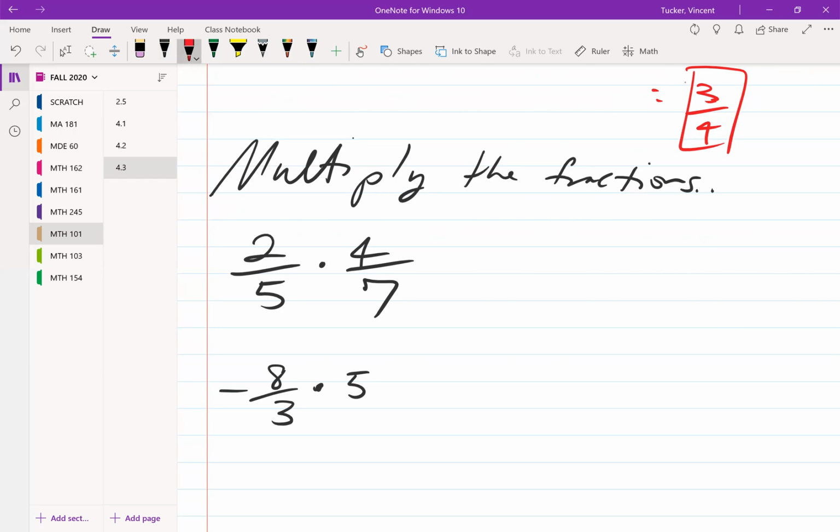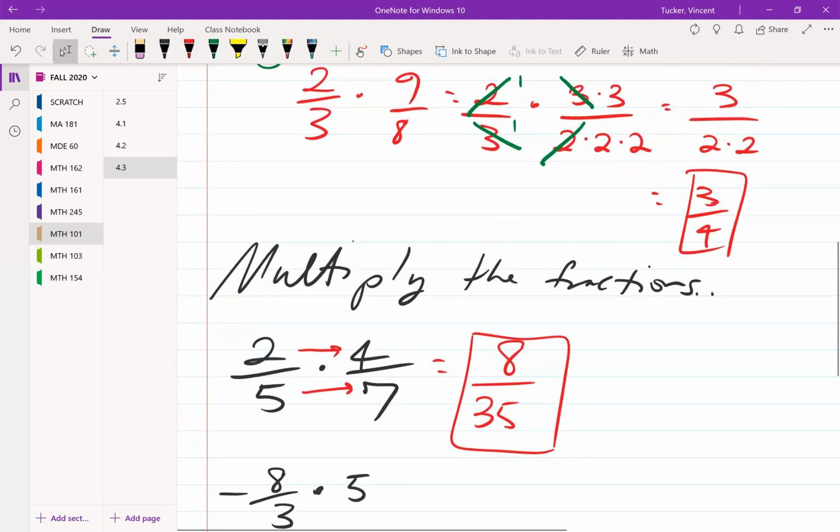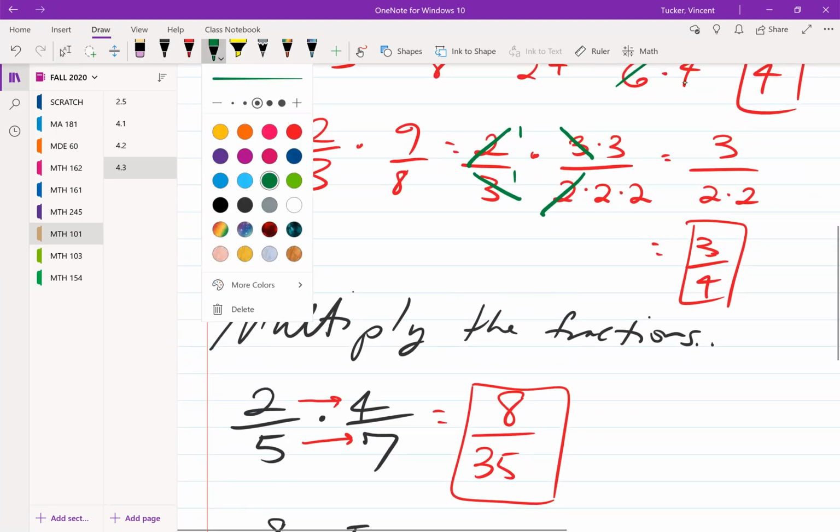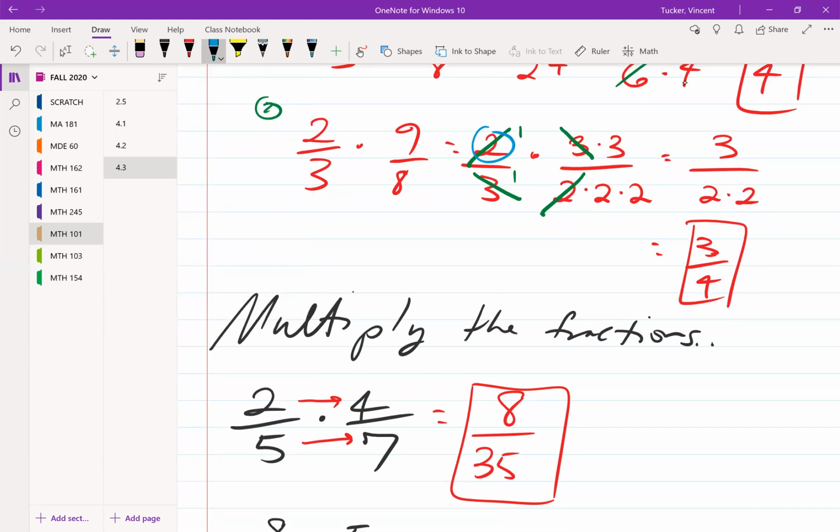So here we have 2 over 5 times 4 over 7. They don't have anything in common. So you would just multiply across. 2 times 4 is 8. 5 times 7 is 35. And then cancel. And remember what we mean when we say have anything in common. It goes back to our last example. Is there a factor that can cancel out with the top and bottom and reduce? So that's what we mean by having anything in common.